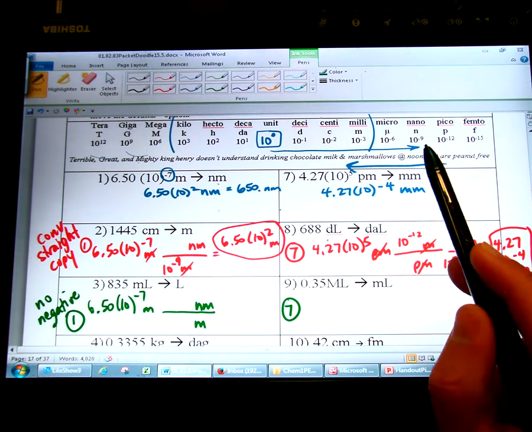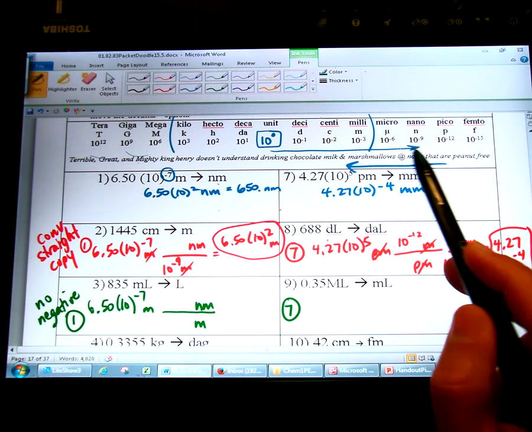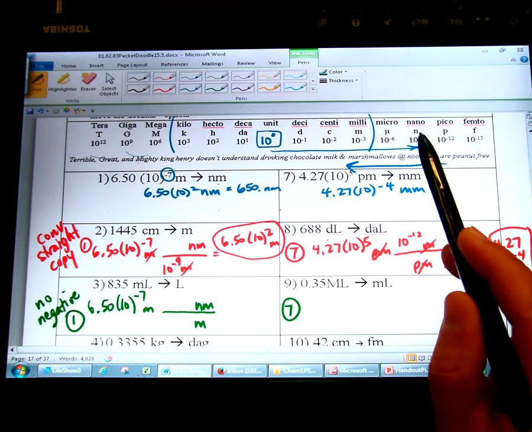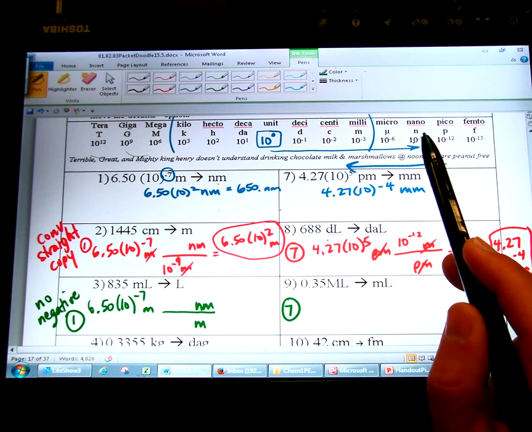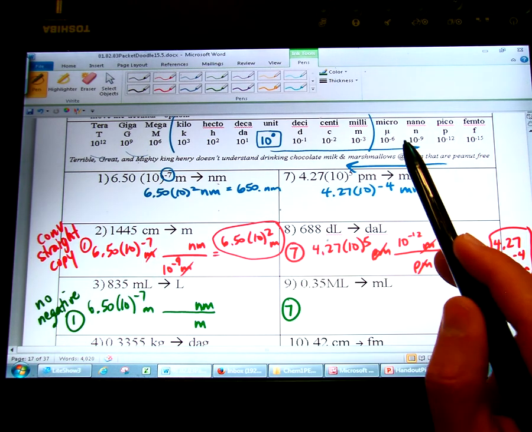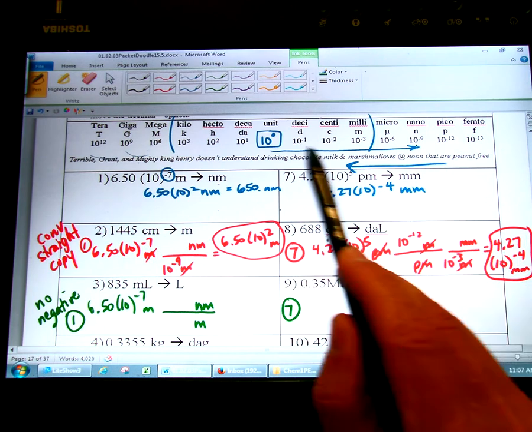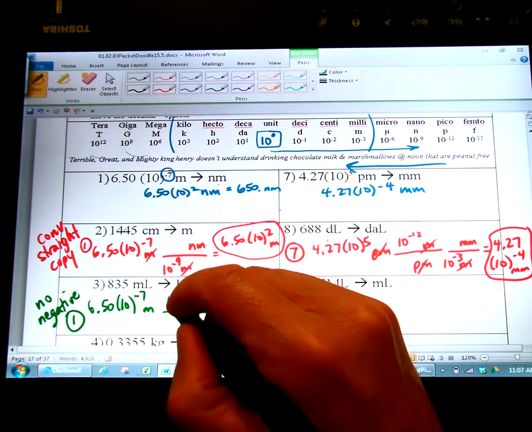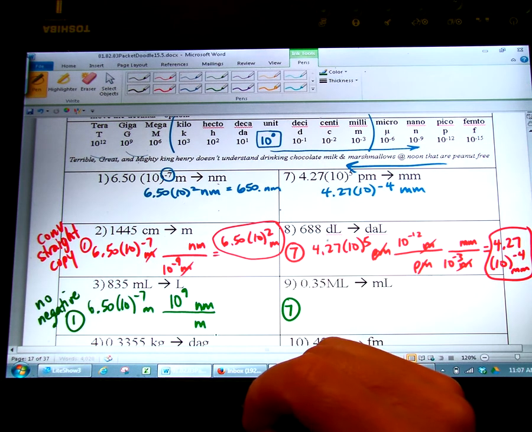Now I'm going to look at my list. I'm going to ask myself, are nanometers big or small? The answer is they're very, very, very small. So how many small nanometers would be in 1 meter? The answer is 10 to the 9th. There would be 10 to the 9th small nanometers in 1 meter. So I'm going to write 10 to the 9th with nanometers.